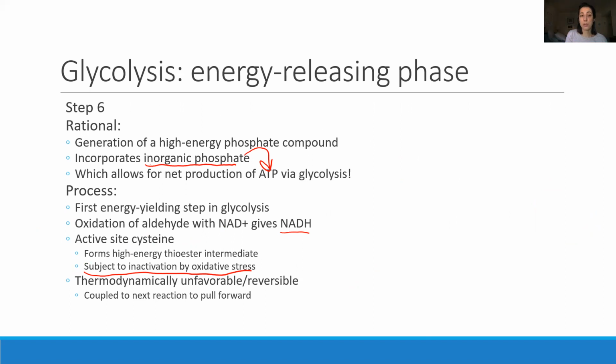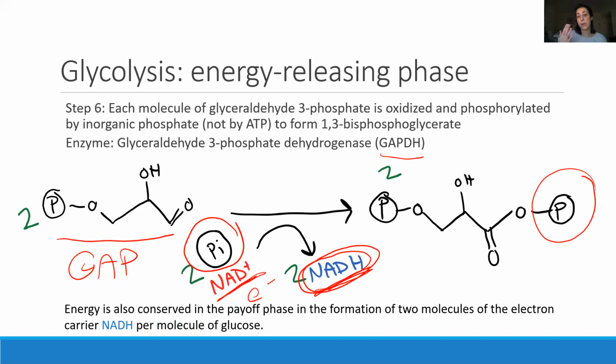This step is also thermodynamically unfavorable, and it is actually reversible. So it is important that it gets coupled to step 7, which we'll go into, to pull it along. So even though this is a nice energy generation step, it is one that can be reversible. But again, there are steps put in place through this process to continue pulling the reactions along, even though this can technically reverse.